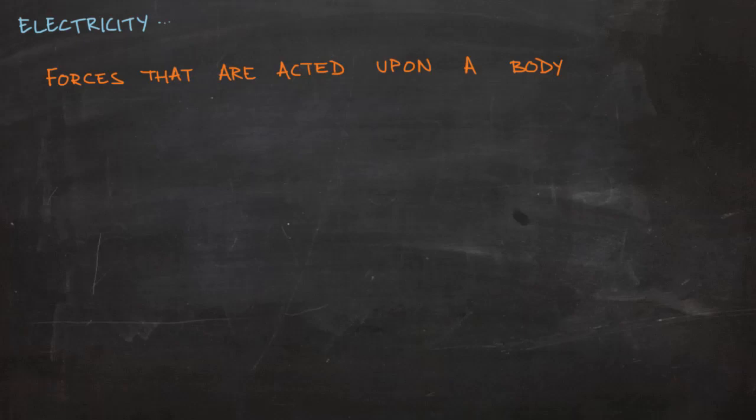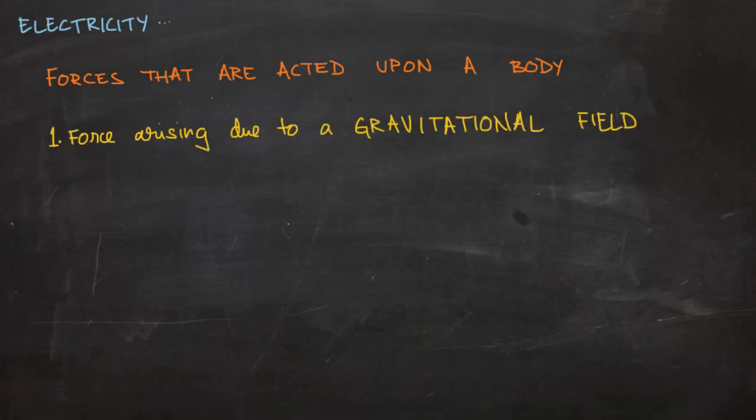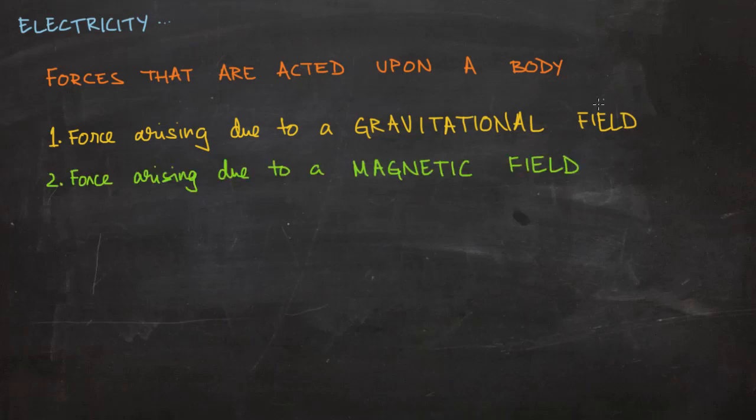Hi there. In this video, let's look at what are the different forces that are acted upon a body. The first force that can be acted upon a large body, say for example a planet, would be the force arising due to a gravitational field. For example, the moon is orbiting the Earth due to the gravitational field of the Earth.